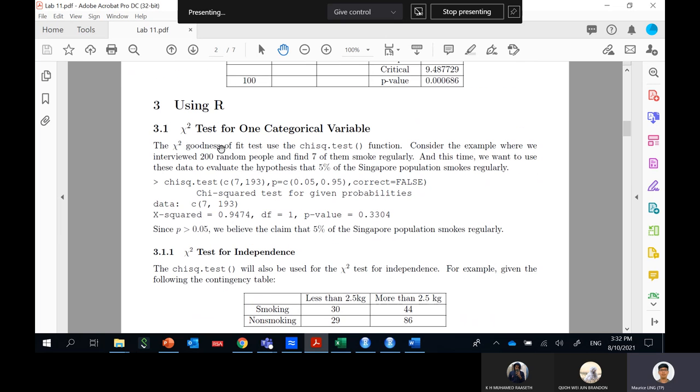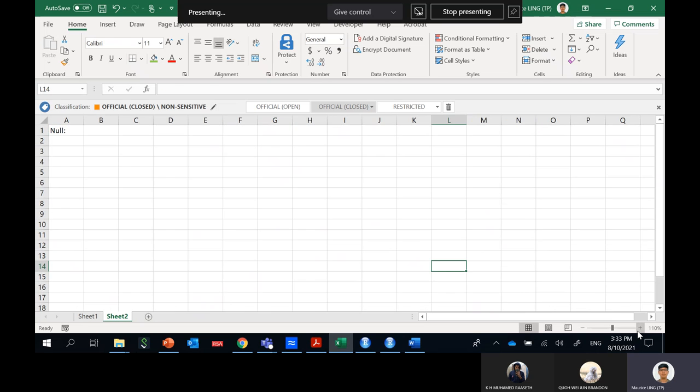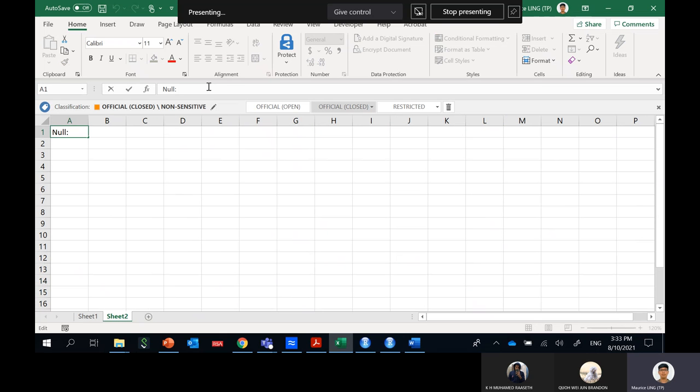What you are doing here is, let's say you are going to test the number of smokers. Consider an example that you interviewed 200 people, and 7 of them smoke regularly. Your hypothesis is that 5% of Singaporeans smoke regularly. Okay, so let's do it in Excel first. What will be the math? How will you do it? What is the null hypothesis? So yeah, it's 5% are smokers. Okay. Alternate hypothesis? Just not 5% smokers.